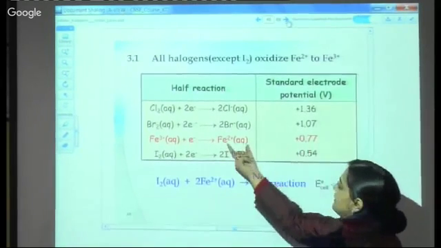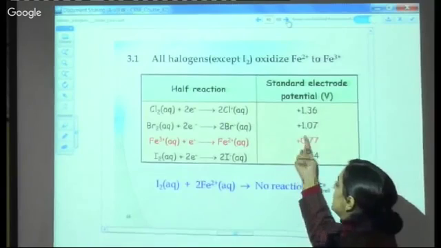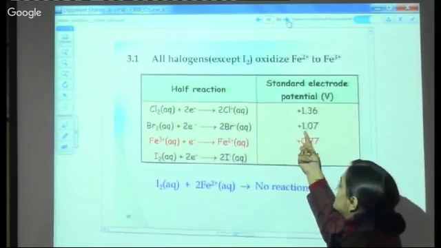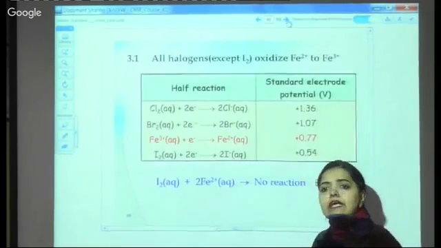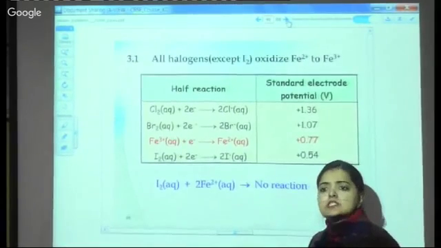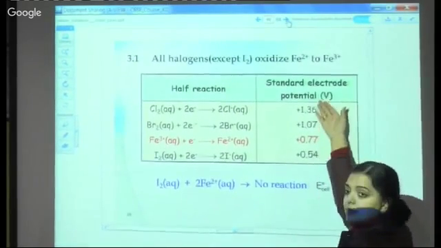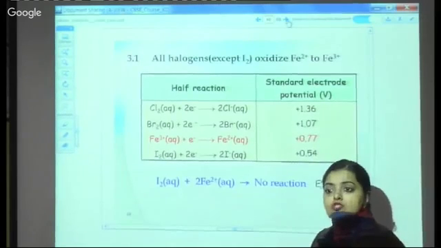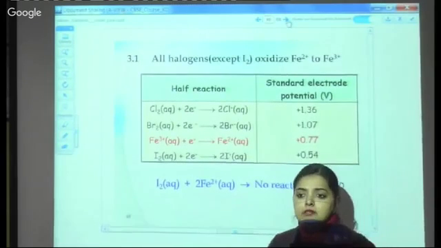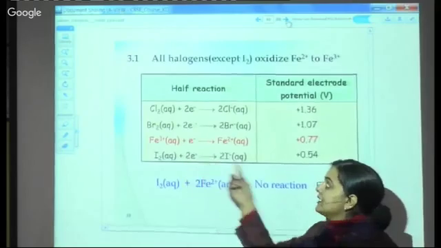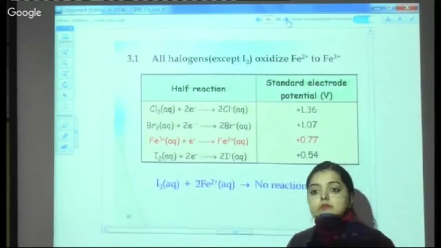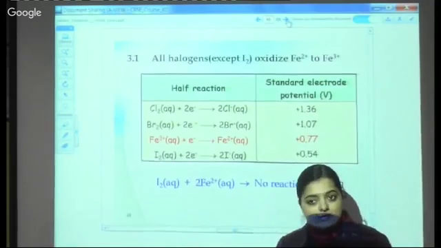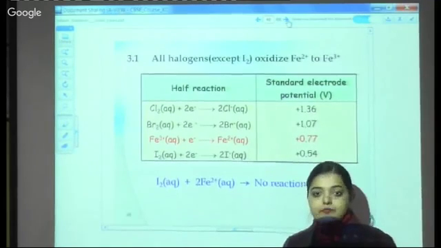Although if I invert this, this will be minus. If I add these two, plus 1.07 and minus 0.077 will in turn get me an E naught value that is positive, and so for the above, any of them. So these reactions are feasible. However, iodine cannot oxidize ferrous to ferric. This may be asked in your JEE exams as an MCQ. Fine. Next slide, please.